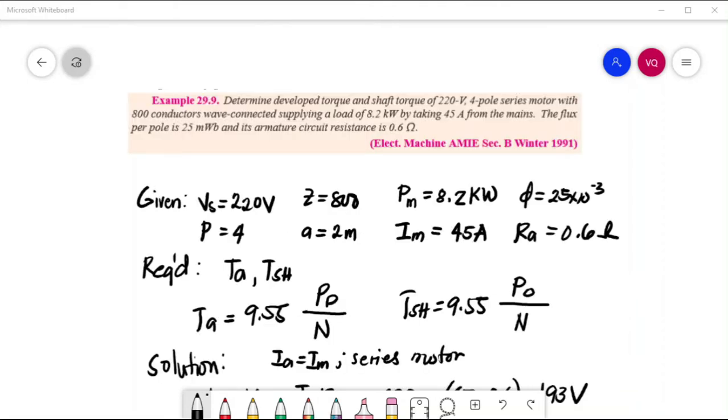Second example, determine developed torque and shaft torque of a 220 volt, 4-pole series motor with 800 conductors, wave connected, supplying a load of 8,200 watts by taking 45 amperes from the mains. The flux per pole is 25 milliweber and its armature circuit resistance is 0.6 ohm.